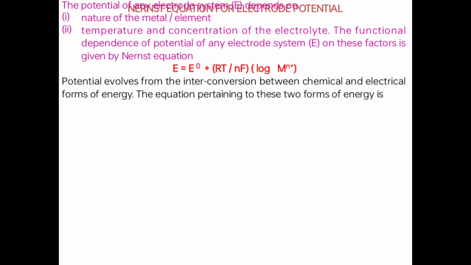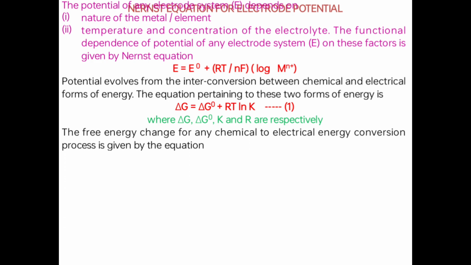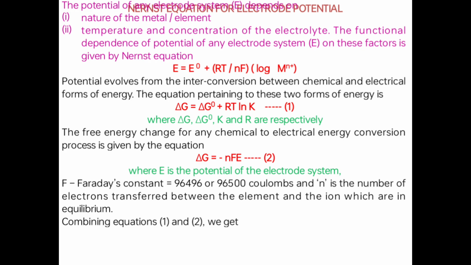Potential involves the interconversion between chemical and electrical forms of energy. The equation pertaining to chemical energy is delta G is equal to delta G naught plus RT ln K, where delta G, delta G naught, K and R are respectively the free energy change, the standard free energy change, the equilibrium constant and the gas constant. For electrical energy conversion, the process is given by the equation delta G equal to minus nEF, where E is the potential of the electrode system, F is Faraday's constant, 96500 coulombs, and n is the number of electrons transferred between the element and ion which are in equilibrium.